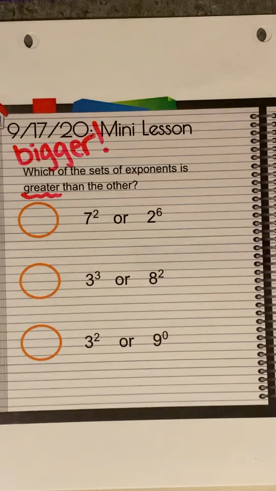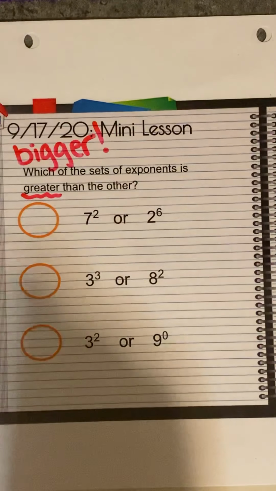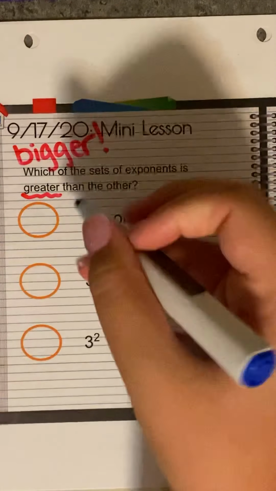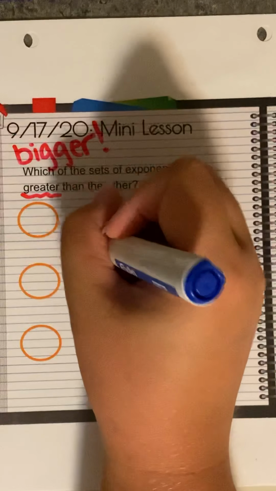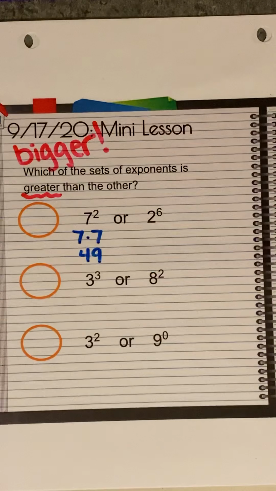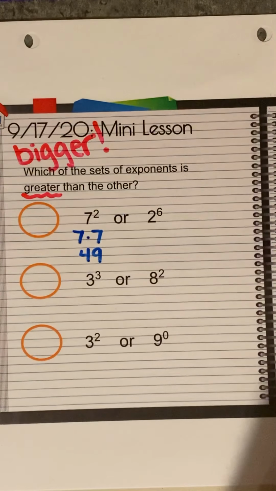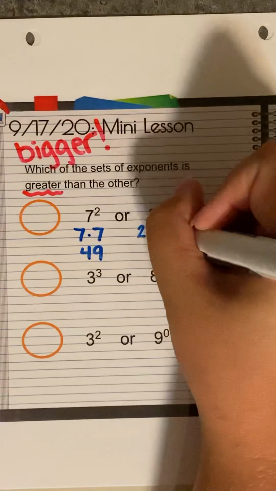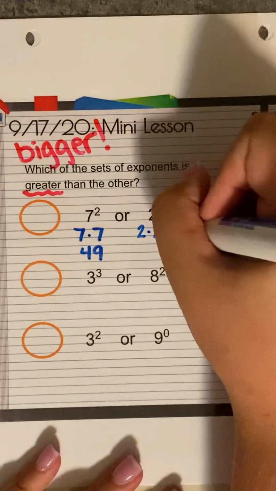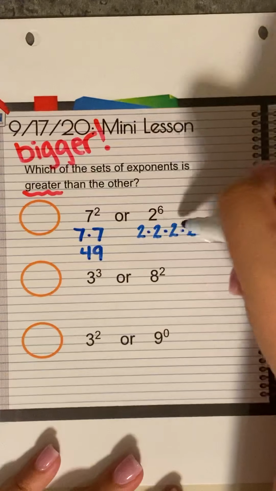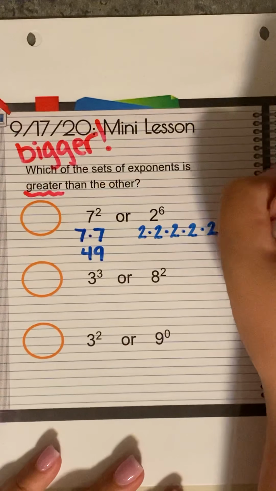Which one is bigger than the other? So 7 squared or 2 to the 6th power? Well, we can solve these. What is 7 squared? That means 7 times 7, which is 49, or 2 to the 6th power. Now, 2 to the 6th power, our base is going to be written how many times? 6 times. So we're going to have 2 times 2 times 2 times 2 times 2. 1, 2, 3, 4, 5 times 2.